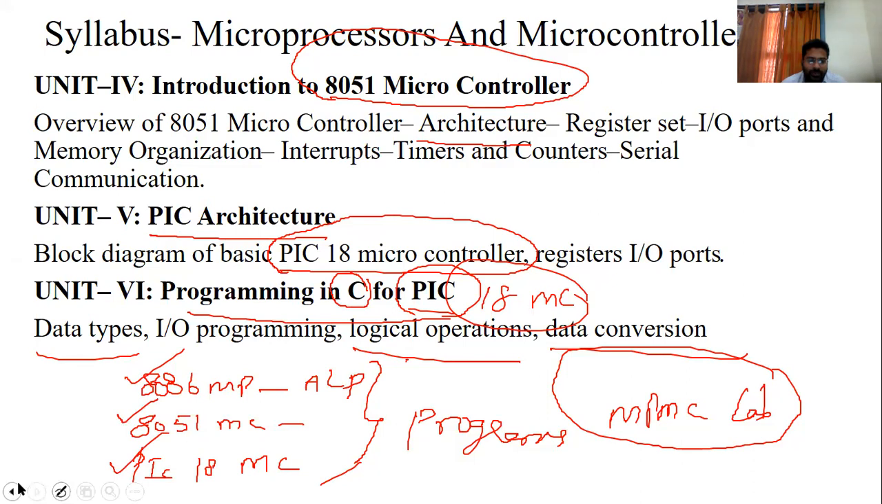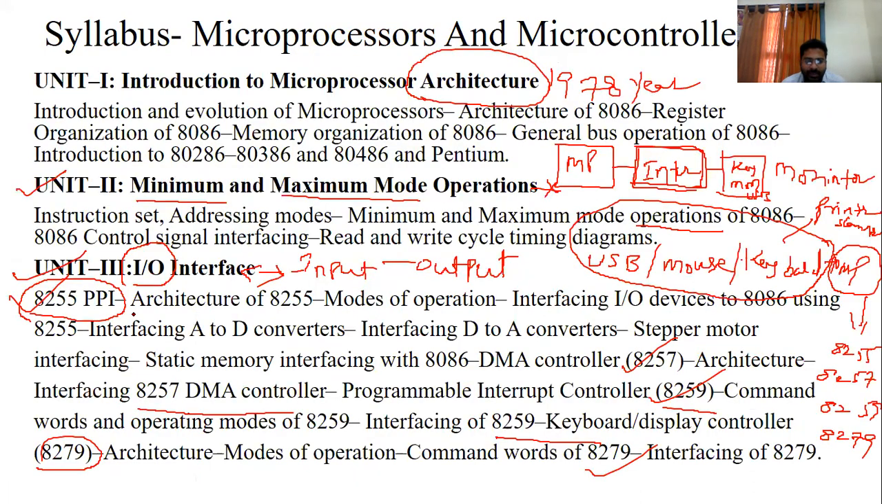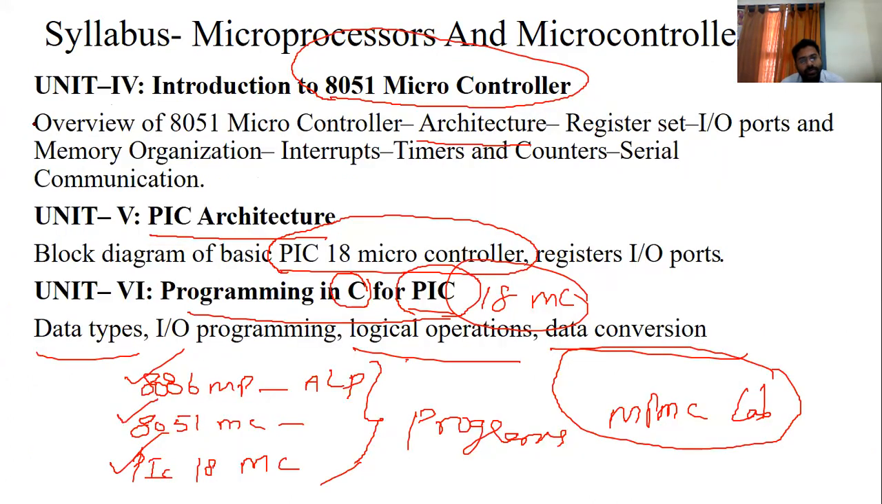Okay, you see this? We have totally 6 units. So the first 3 units are dedicated to the microprocessor. Remember, the first 3 units are dedicated to the microprocessor. Then the fourth unit is dedicated to the microcontroller, only microcontroller syllabus, and the fifth and sixth chapters are specially designed for the PIC 18 microcontroller syllabus.